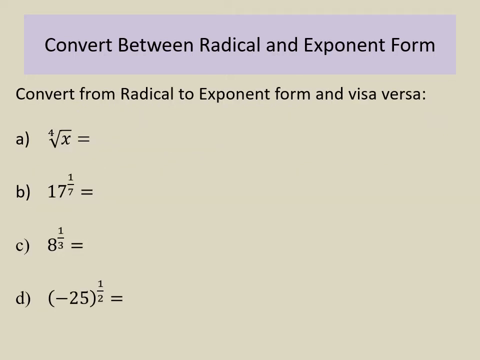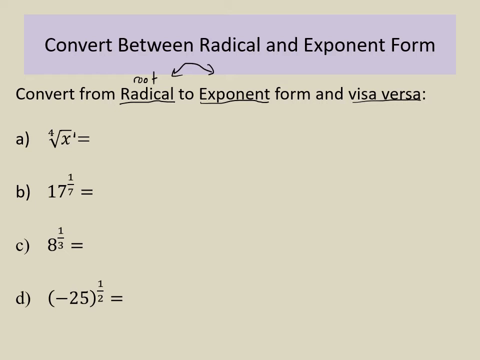Okay, so let's go ahead and take a couple of examples here. It says convert from radical, so convert from root, to exponent form, and vice versa. So we have to be able to go back and forth between those two. So let's try the first two examples together. So once again, we have the fourth root of x. Well, what is the power here? This is x to the power of what? Well, there's an invisible 1 over here.